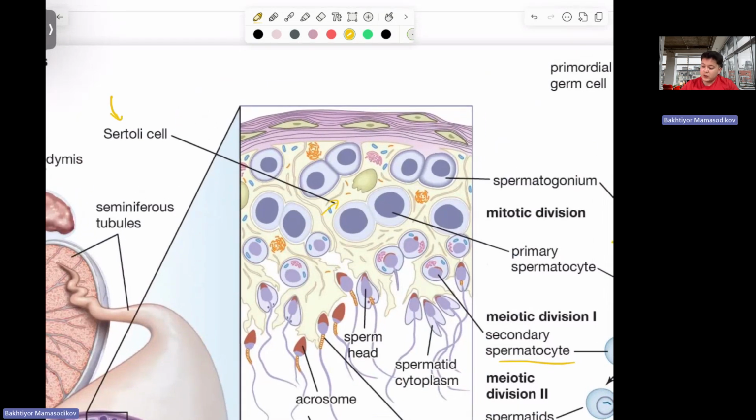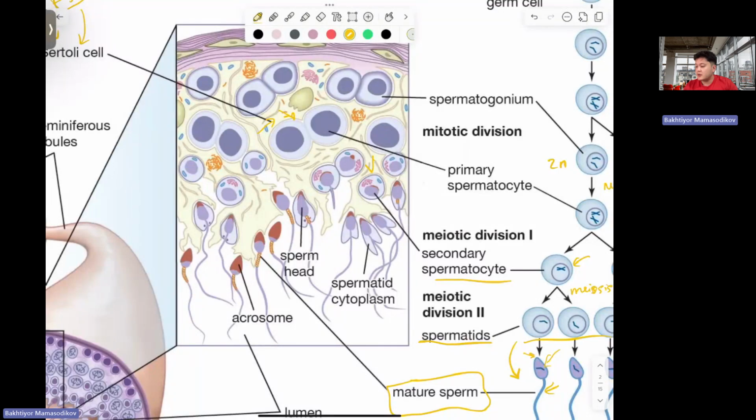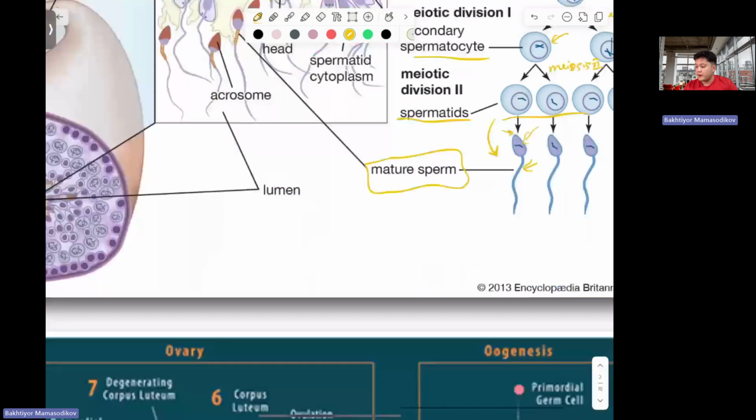What activates the Sertoli cell? FSH. So FSH stimulates the Sertoli cells, and the Sertoli cells nourish the sperm cells. Okay, so this is the secondary spermatocyte, and this is the primary spermatocyte, and this is the spermatogonium.